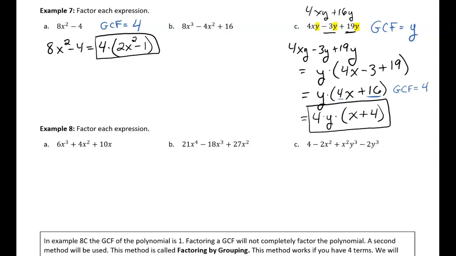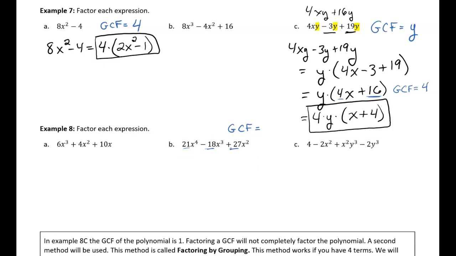Let's jump to number 8 now. And I'm going to skip part A of number 8 because I'm looking at part B has a lot of different powers. We haven't talked too much about powers yet, so let's look at part B. We're factoring still as much as possible. And in part B, we have 21x to the fourth minus 18x cubed plus 27x squared. So looking at the GCF, we want to consider what do all of these terms have in common? Well, I'm going to compare the 21, the 18, and the 27. So 21, 18, and 27.